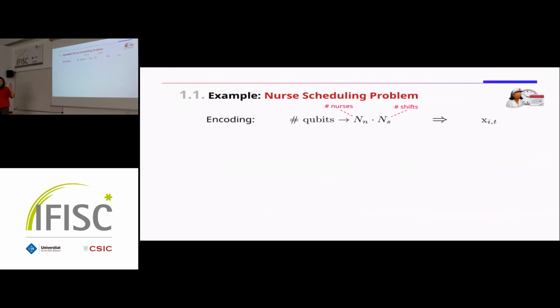Okay, so I'm going to put an explicit example of how you would encode a classical optimization problem within this framework, so you can have an idea. It's actually quite simple. We're going to look at the nurse scheduling problem. We have a number of nurses and a number of shifts that need to be covered, and we would like to assign these shifts to nurses. So we will have nurse I at shift slot T.